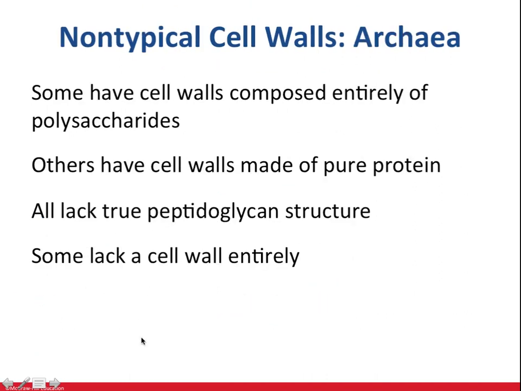Atypical cell walls also include those of archaea. Some archaea have cell walls composed entirely of polysaccharide, which is a polymer of sugar, so they have a sugar cell wall. Others have cell walls made of pure protein.